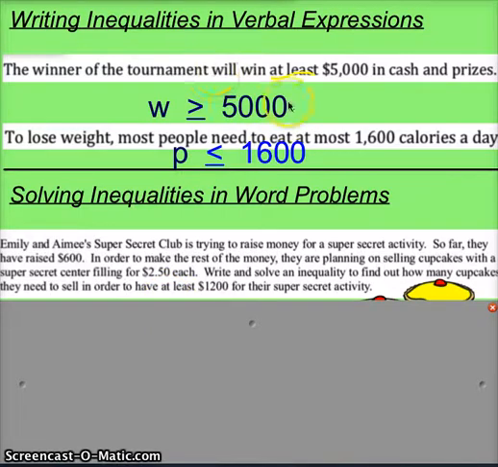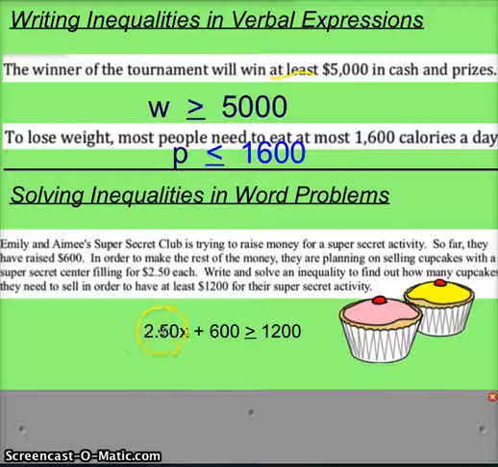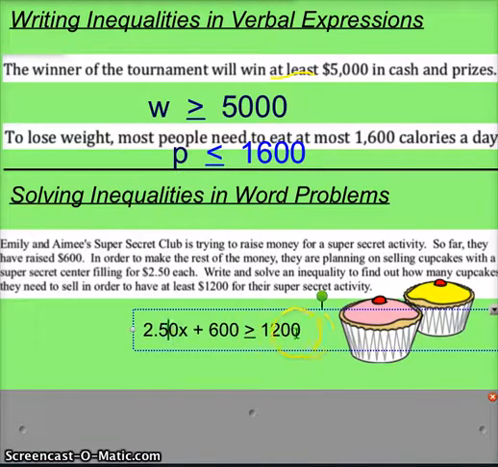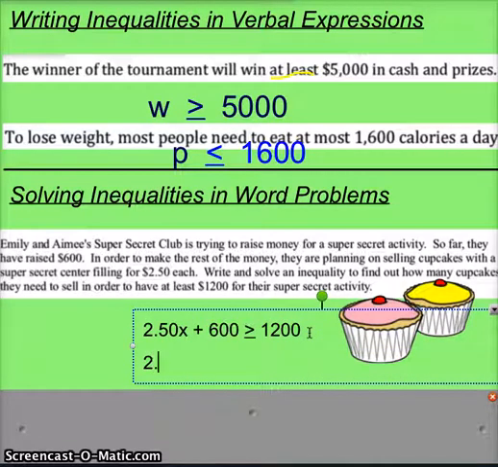So if you remember in this verbal expression, at least, so we can have 1,200 or we want more than 1,200, but we definitely don't want less than that. So to write the inequality, we have 2.50x, that's per cupcake, plus the $600 we already have, and we want this to be at least $1,200. So now we can subtract 600 on both sides, leaving us with 2.50x is greater than or equal to 600.